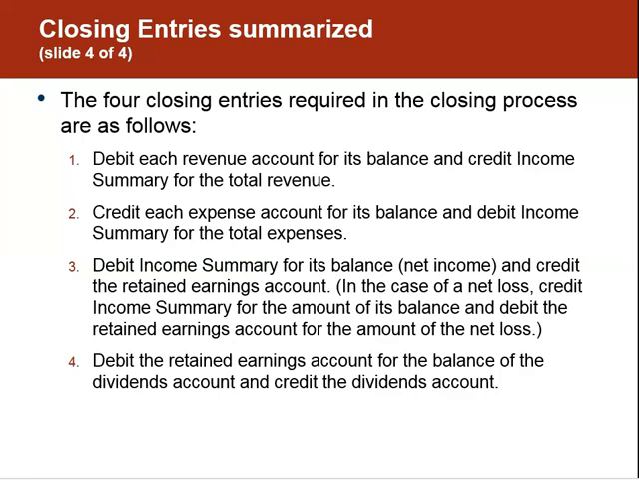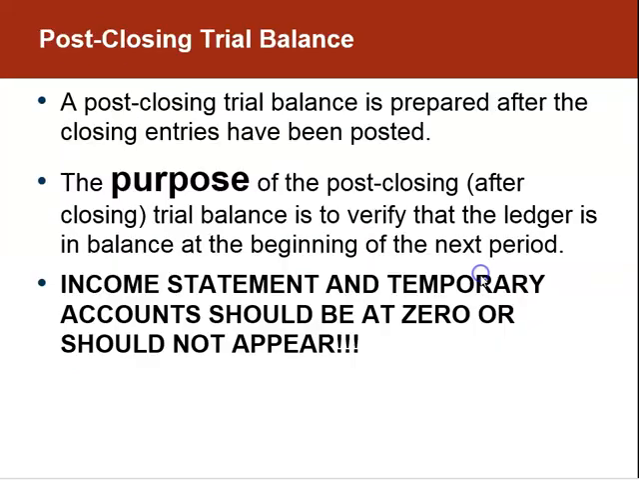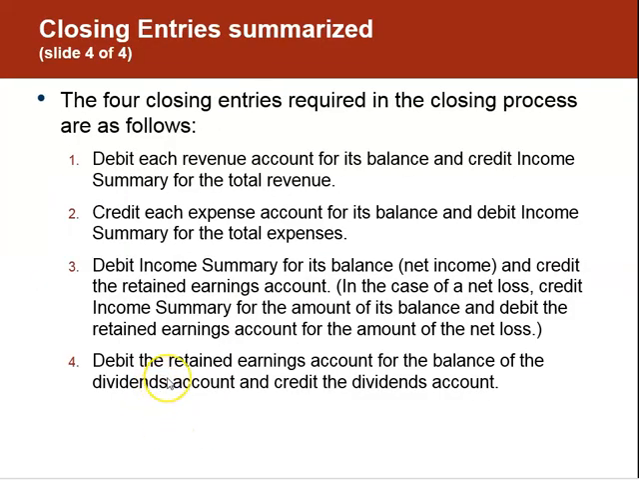In the case of a net loss, we would have to credit income summary. It says that right here, and in fact, I think I added that in a previous period and forgot about it. But the fact that it starts off by saying debit income summary for its balance, I do want to indicate that is assuming that we have net income.